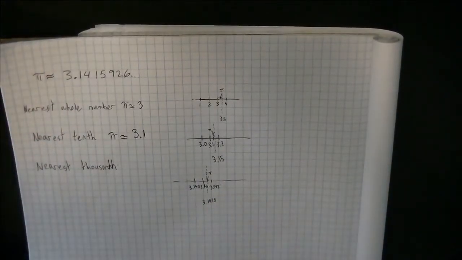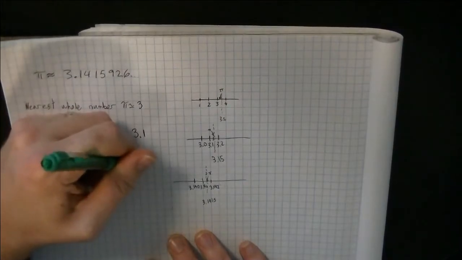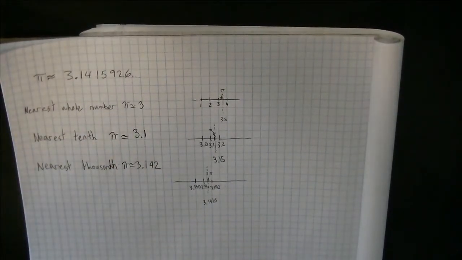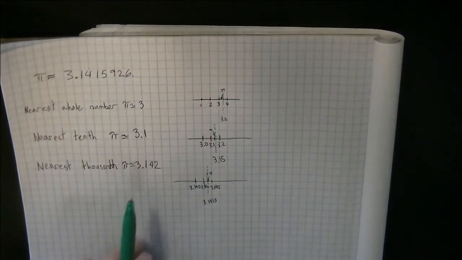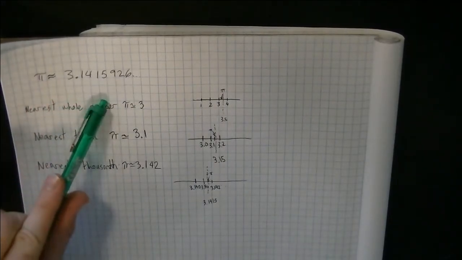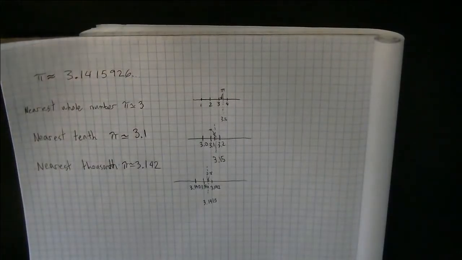So that means that it's actually closer to 3.142. Okay, so to the nearest thousandth, pi rounds to 3.142, despite the fact that the actual digits are 3.141, right? Because we end up rounding up. So whenever there's a 5, you round up.